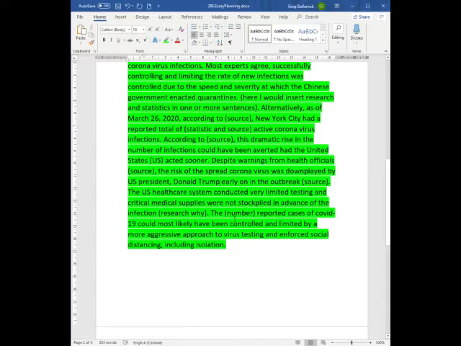The number, I don't know, 6,000? I don't know what the number is. I left that number. The 6,000 reported cases of COVID-19 could most likely have been controlled and limited by a more aggressive approach to virus testing and enforced social distancing, including isolation. Okay, the reported case of COVID-19 in New York, I may or may not put in New York. No, I don't think I would.